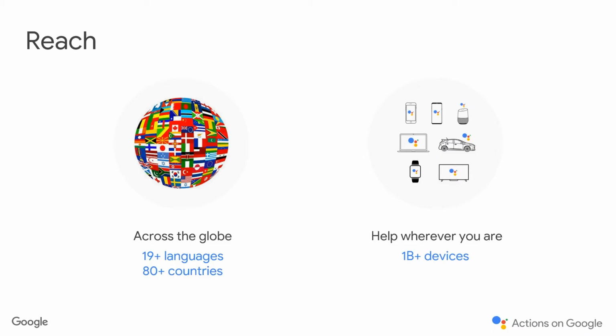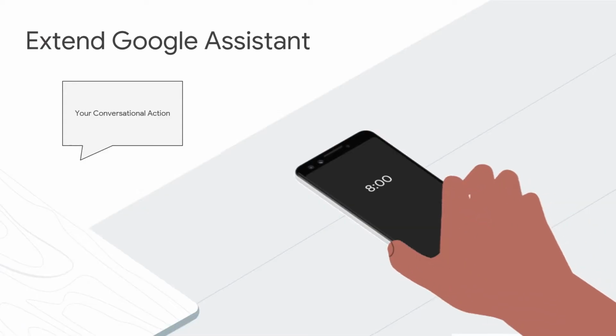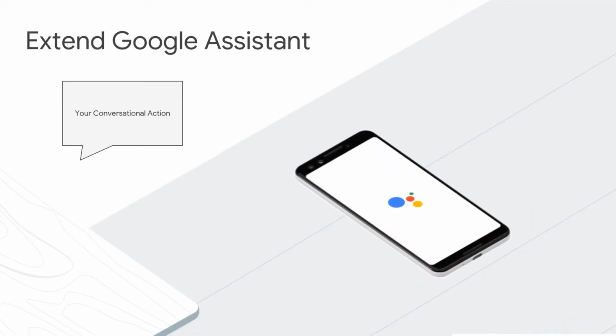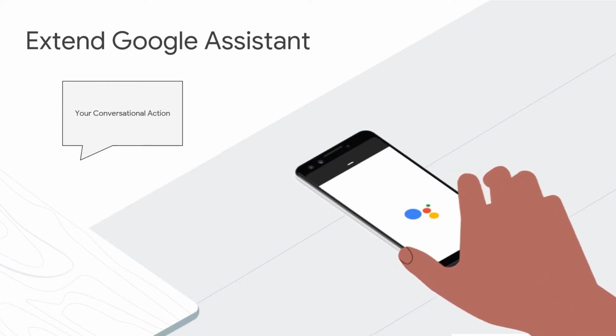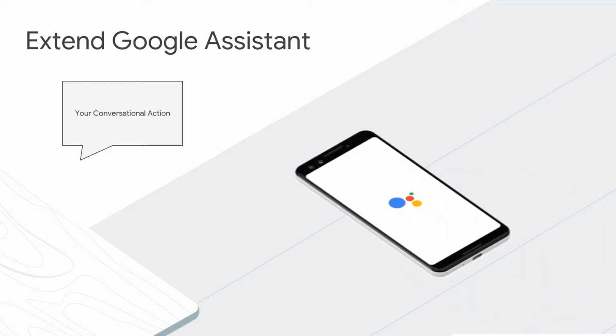And currently, Google Assistant is available in over 19 languages in 80 countries, and it's on 1 billion devices, which is really amazing. And of course, my first question is always, how can I give my users all this access to what Google Assistant has? And you can by building your own conversational actions. So you can extend Google Assistant so users can go, hey G, talk to, and then your action's name to activate your content.